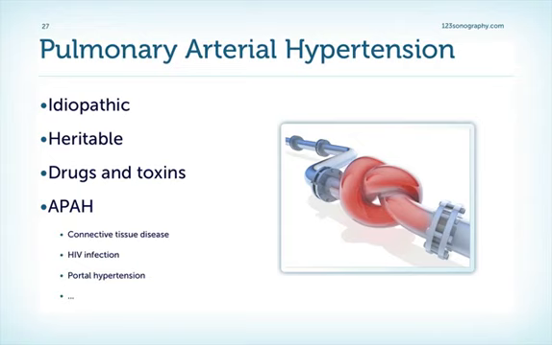But it also occurs sporadically after drugs like amphetamines or fenfluramine, which used to be taken as an anti-obesity medication. And pulmonary arterial hypertension can be further associated with different diseases like connective tissue diseases. Remember, systemic sclerosis is one of them, or HIV infection, portal hypertension, or chronic hemolytic anemia.